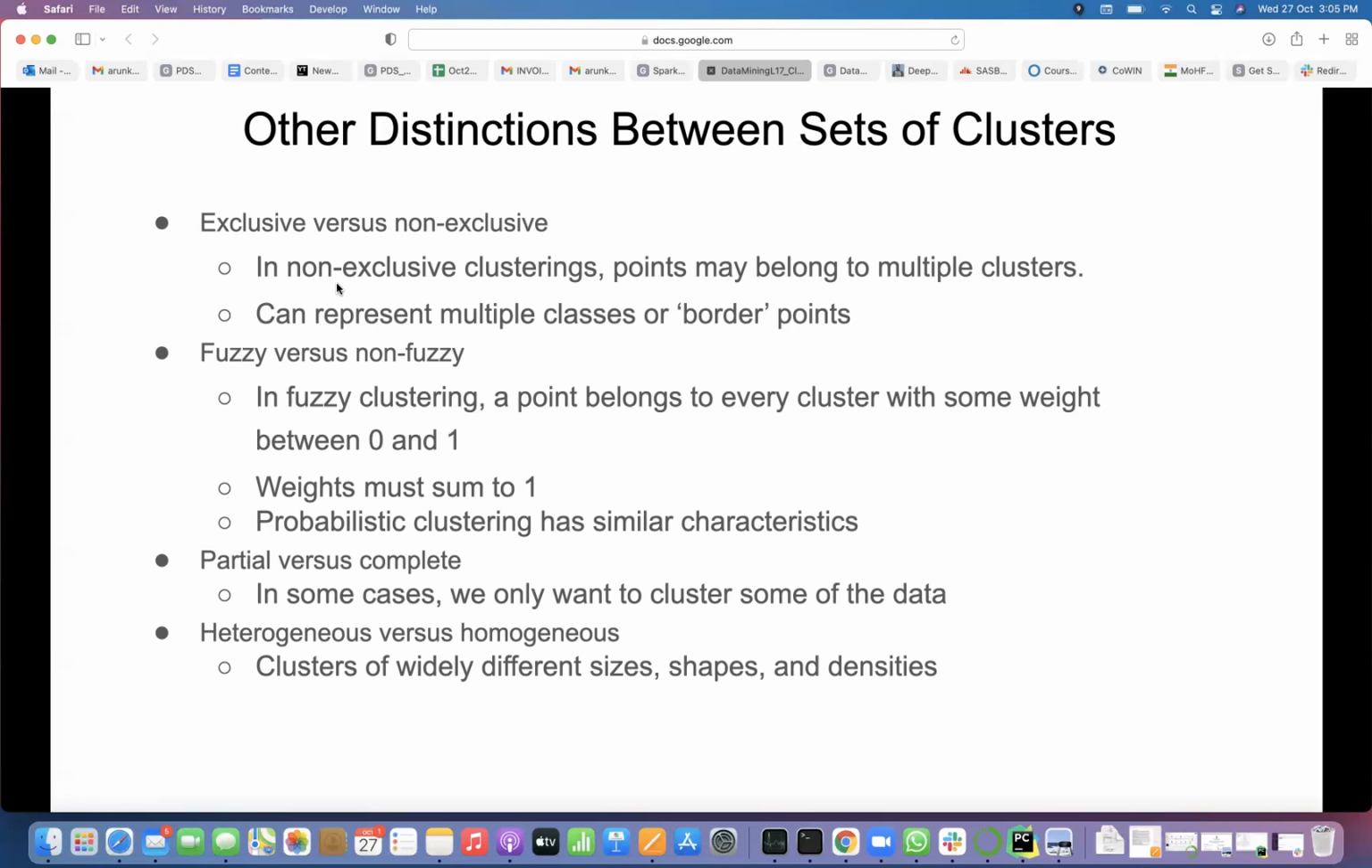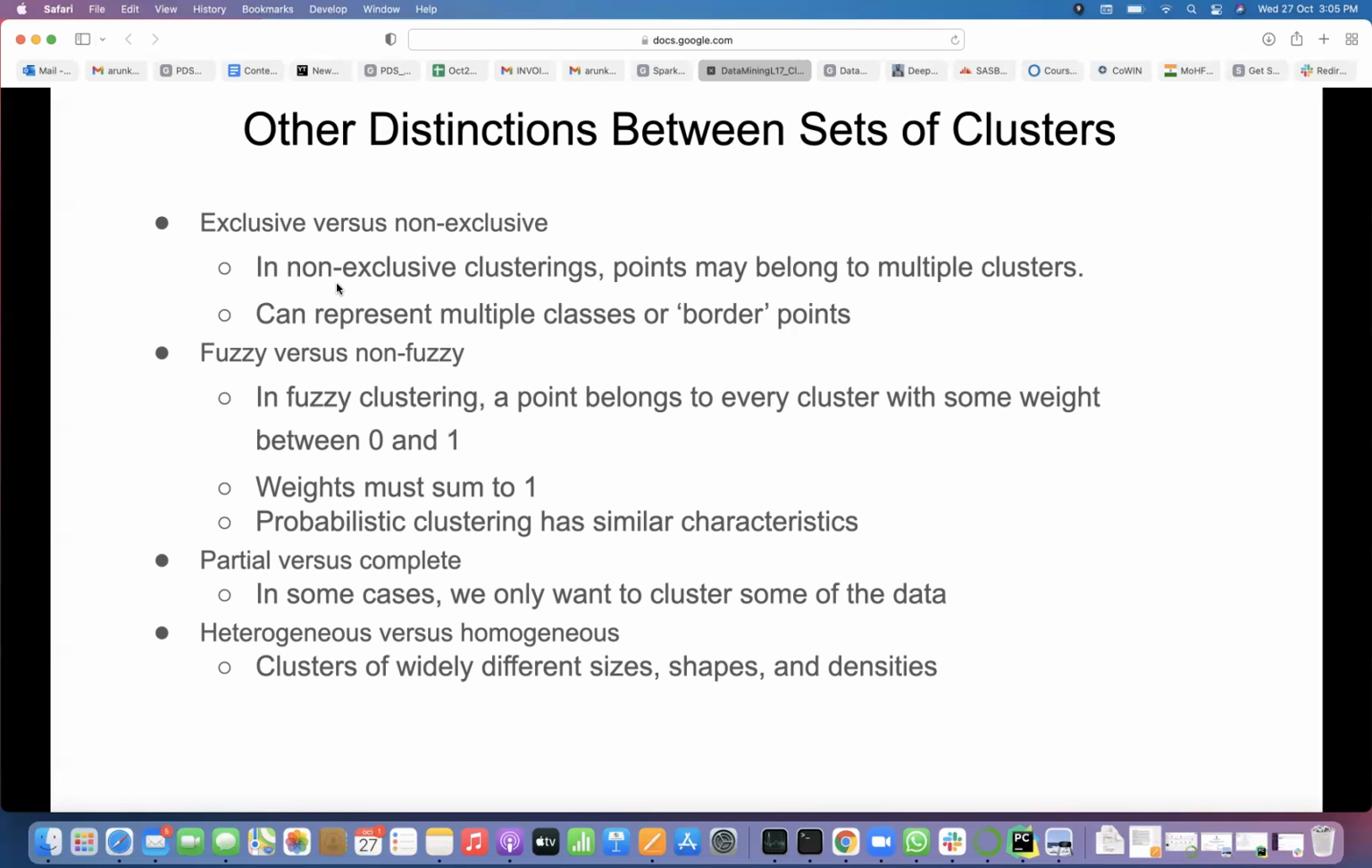In fuzzy clustering, a point belongs to every cluster with some weight between 0 and 1. So again, based on distance, for each cluster you will assign a value between 0 and 1, how much probability it belongs to this cluster, it belongs to this cluster, like that. Weights must sum to 1. So you are normalizing those weights. Whatever weights you give, the total should sum up to 1.